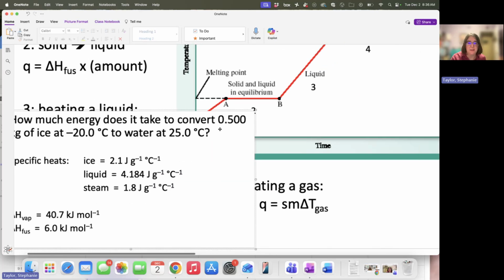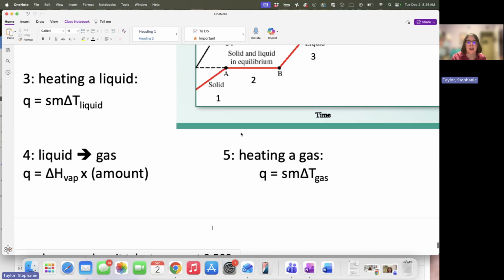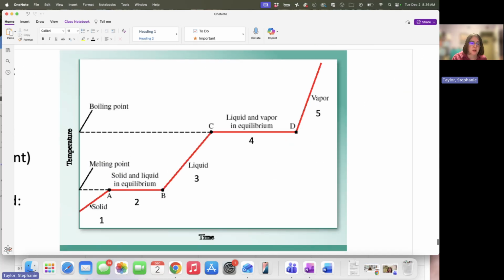So what is happening in this heating curve? You started off at the lower left with a solid, and the y-axis is temperature, and the bottom is time. The idea is that you're continually applying heat to a solid. And this could be for anything. We have a tendency to use water because it's something everyone's familiar with.